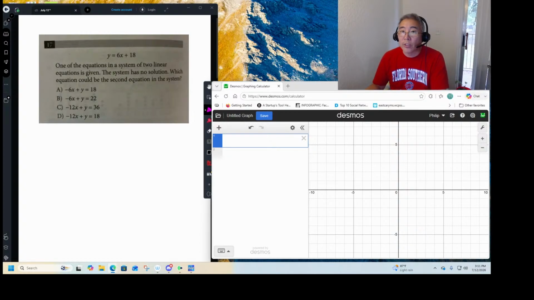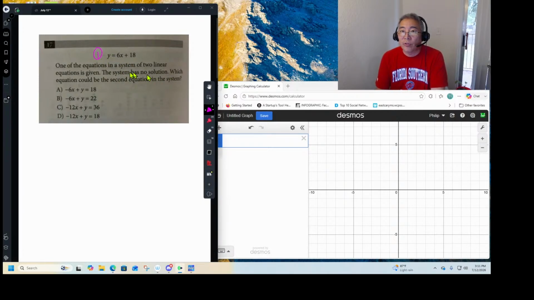Okay, so we're gonna do number 17. We're gonna first do it with Desmos, and then we're gonna do it with algebra because you can do it with both. So number 17 says y equals 6x plus 18. One of the equations in a system of two linear equations is given right here. This is the first equation of the system.